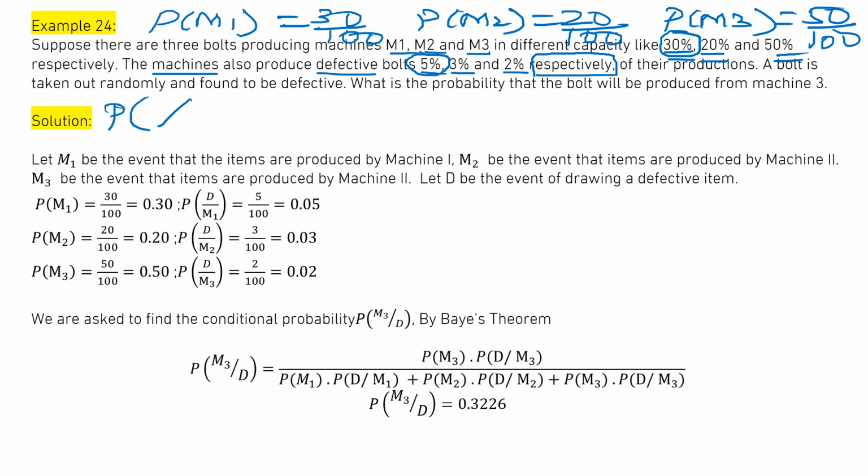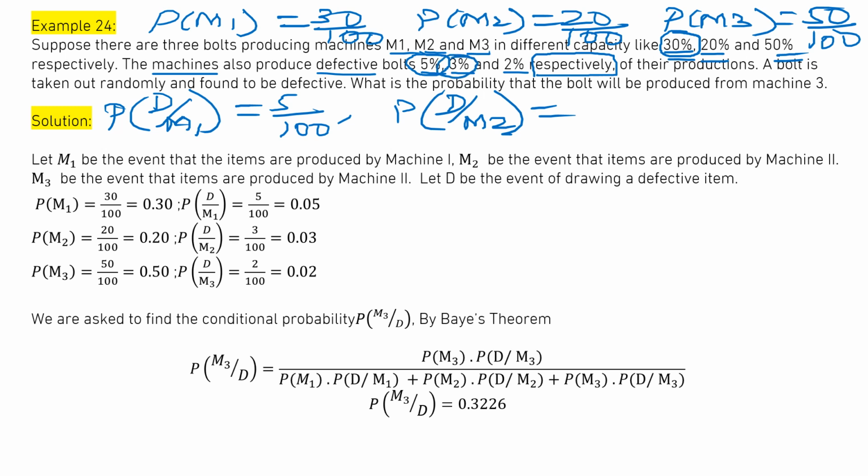This means in this case we have already selected machine 1. Out of machine 1, how many defective items? That is probability of D given M1, which is 5 by 100. Similarly, you have already selected machine 2. Out of machine 2, how many defective items will come out? Which is 3%, so we have 3 by 100.